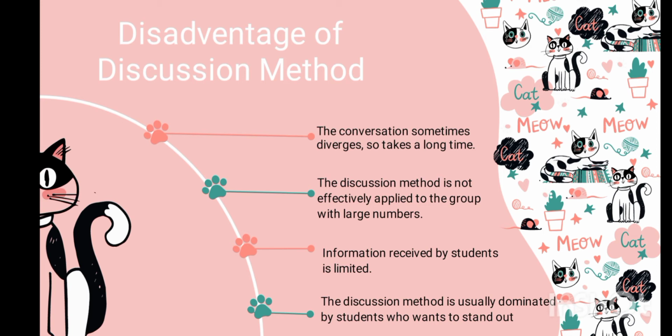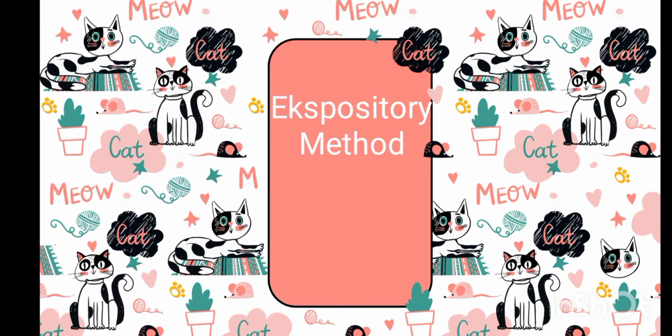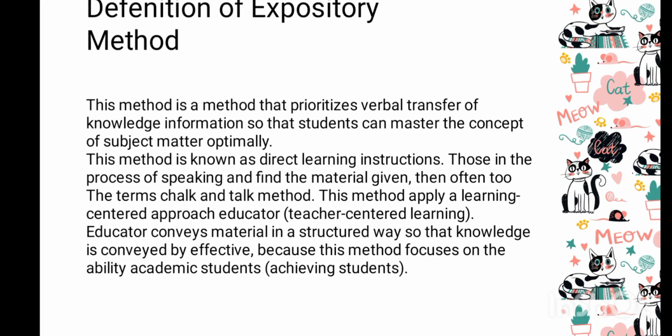Okay, I think that's all about discussion method. Now let's talk about expository method. What is actually the expository method? This method prioritizes verbal transfer of knowledge and information so that students can master the concept of the subject matter optimally. This method is known as direct instruction. Thus, in the process of speaking and delivering the material, it is often called the call and talk method.